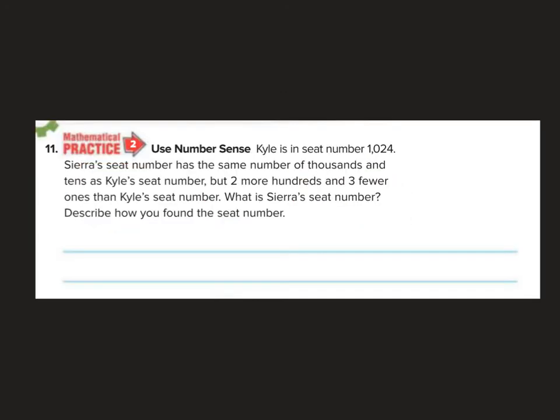Okay, last, I have one more after this. Here's a word problem. Kyle is in seat number 1024. Sierra's seat number has the same number of thousands. Okay, so let's make some notes. Sierra has the same number of thousands, so they both have 1,000. And tens as Kyle's seat number. So I'm going to put a line here. The tens is also a 2 and then a blank, okay?